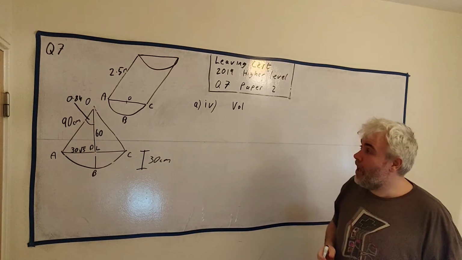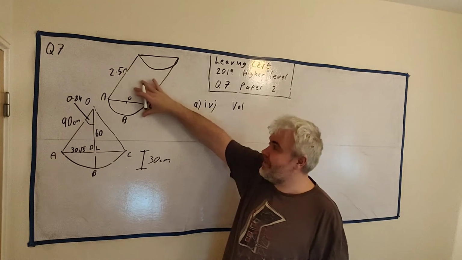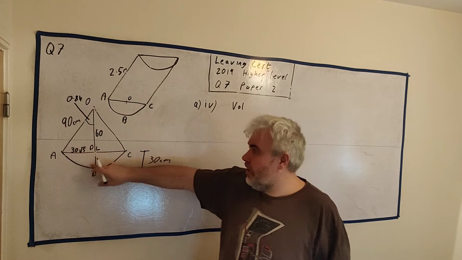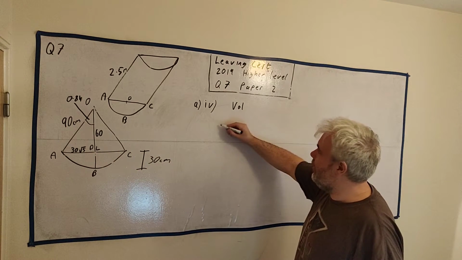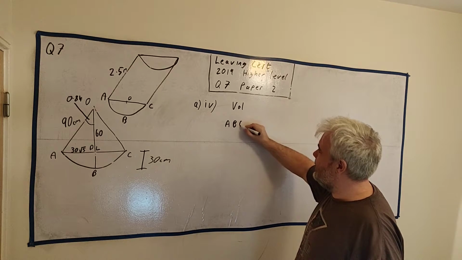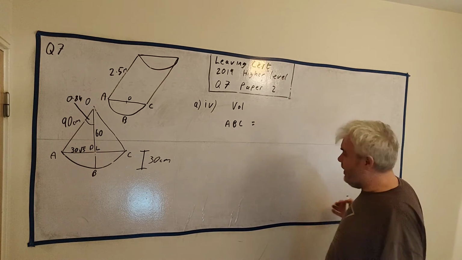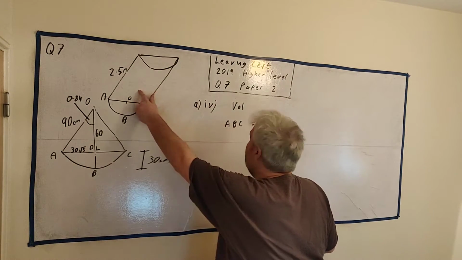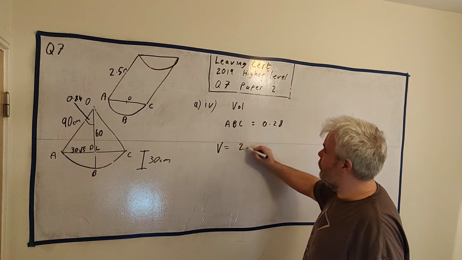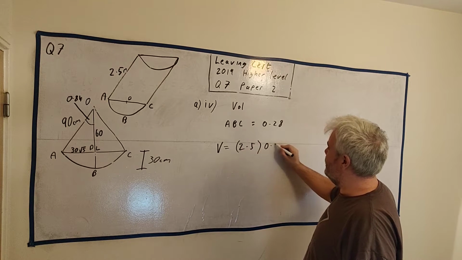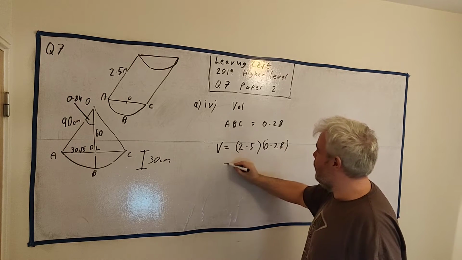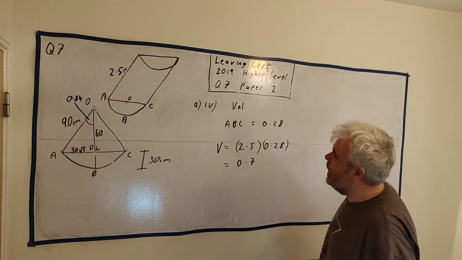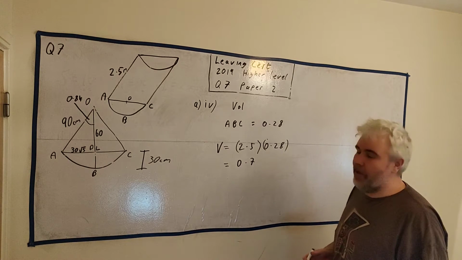It's quite short. So part 4 is asking us to find the volume of this entire shape here. And that's quite easy to do because we have the area of this cross section here. The area of ABC is equal to, we had it here on the board, 0.28. So to get the volume of this entire thing, the volume is simply equal to 2.5 multiplied by 0.28, which is equal to, with the help of a calculator, 0.7. Okay, so that's all 4 parts of that question answered.